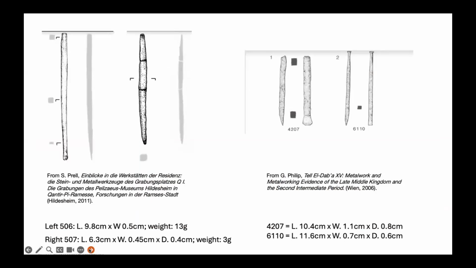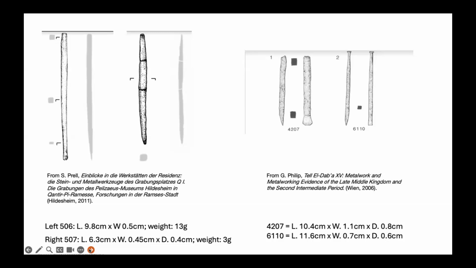The first of these, the workshop structures excavated at the Ramesside capital of Paramses, or Qantir. Among these include a range of chisels and punches made presumably of tin bronze, such as these ones on the left here, which were excavated by the Pelizaeus Museum in Hildesheim. The other two chisels on the right, also of New Kingdom date, come from the Austrian Archaeological Institute's excavations in Tell el-Daba. From this site, chisel 6110 was chosen.